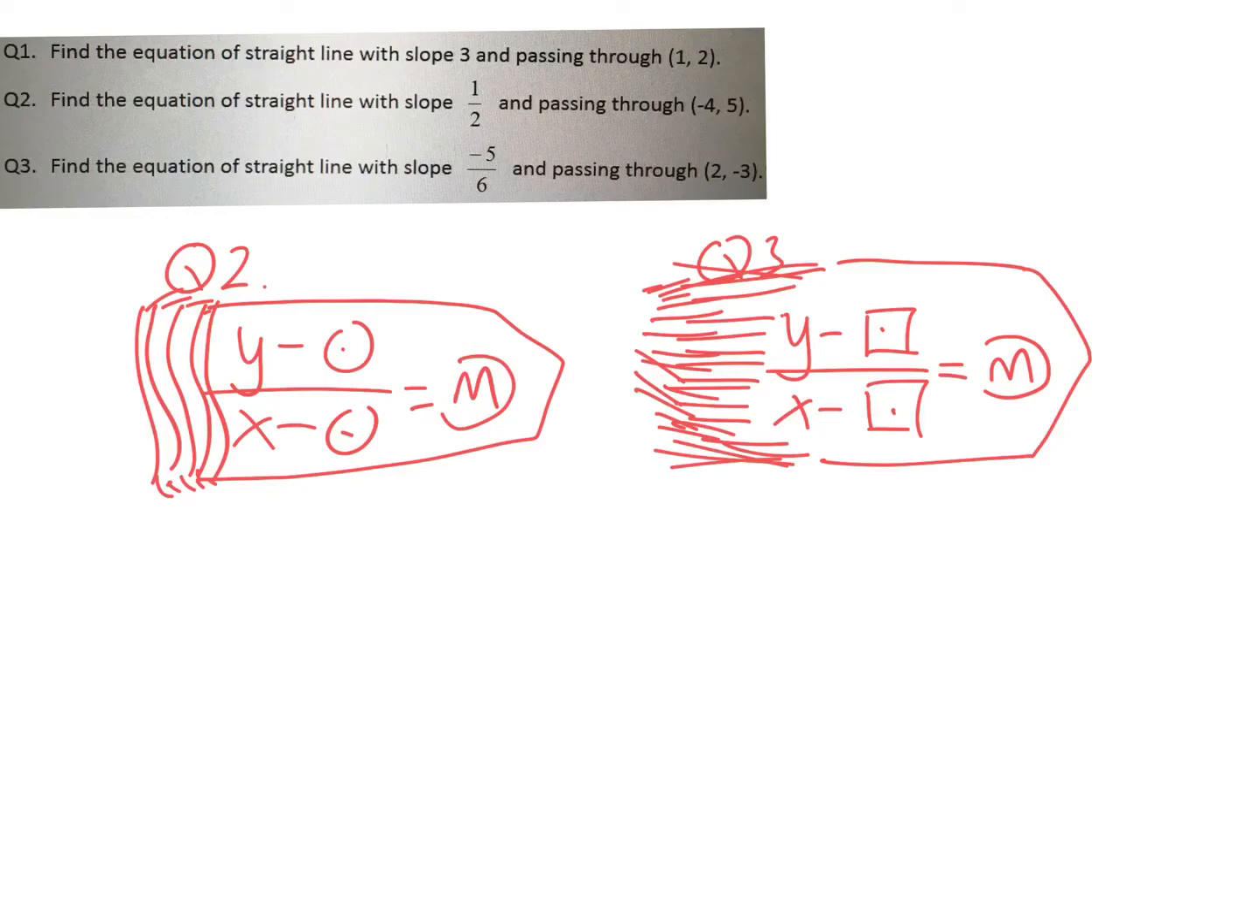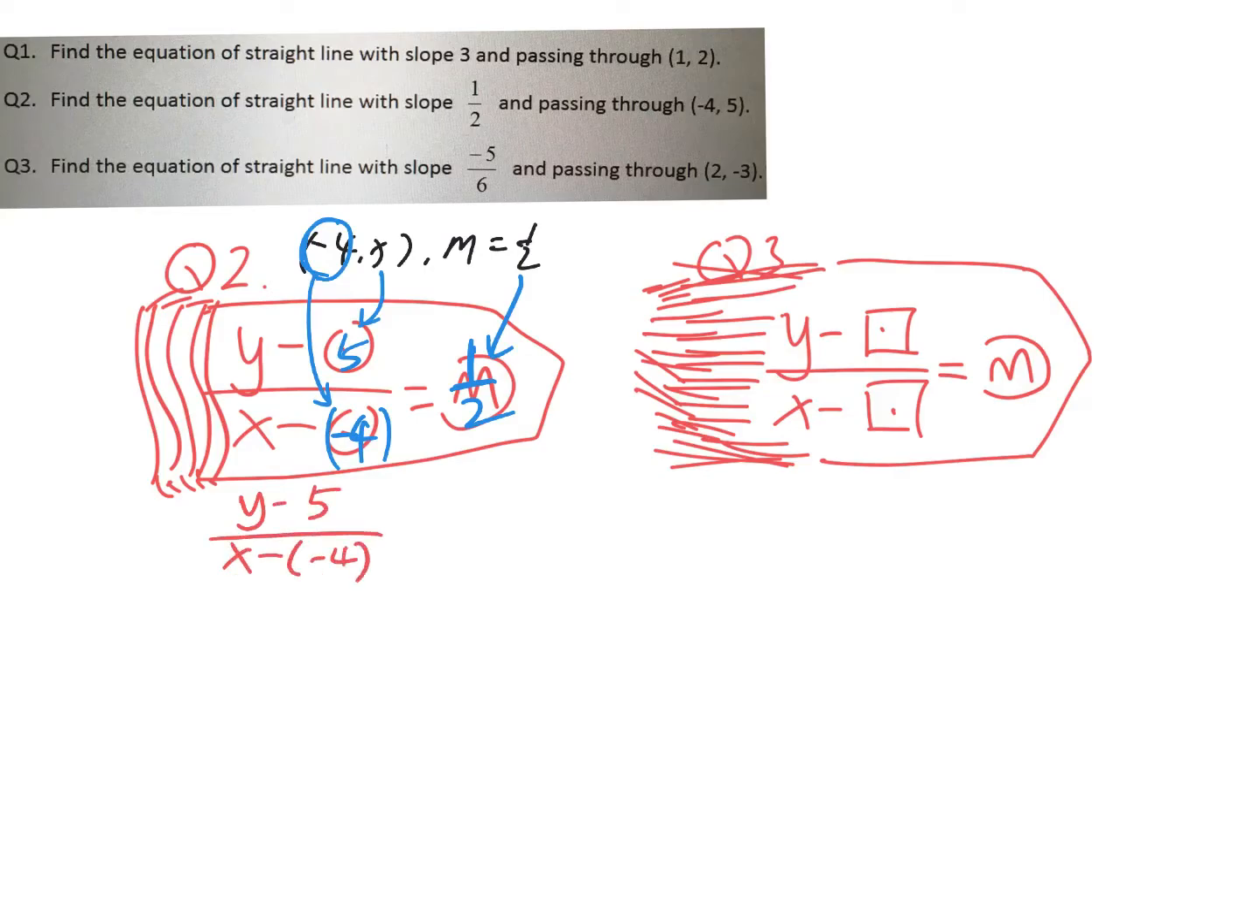So let's get started. For question 2, we have the point (-4, 5) with the slope equals -1/2. So we substitute here the x-coordinate, -4, and the y-coordinate here, 5, and the slope here, -1/2. Basically we have done the equation, so let me rewrite it, and then we need to make it nicer. We need to move the denominator to the other side.